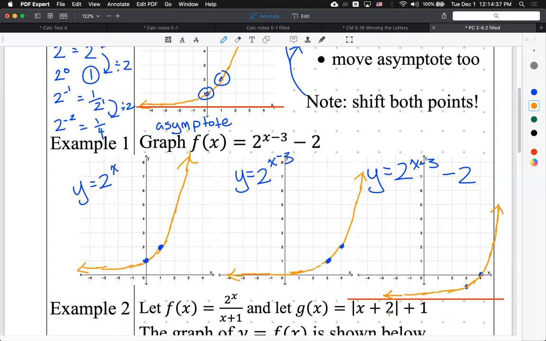Yeah, Ellie? It's against the asymptote now, not against 0. Yeah. And again, the easiest way to pronounce this is put your thumb over the piece. Asymptote.